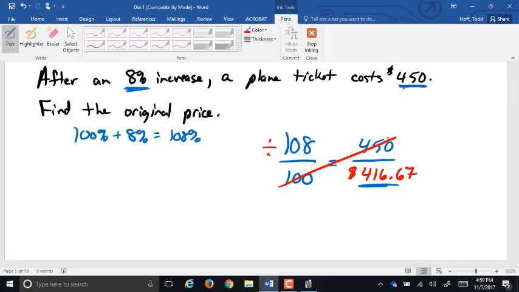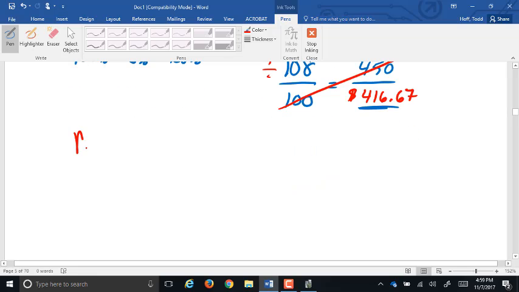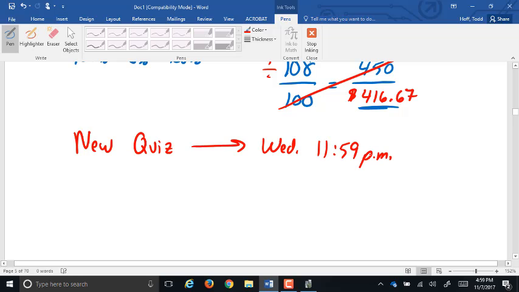Okay, we will talk more about percents on Thursday and do some applications of percents and stuff like that. Hopefully we'll have a little bit of time to review for our test on next Tuesday. There is a new quiz that is due tomorrow. That's Wednesday at 11:59 p.m. And there is a new homework that is due for Thursday.